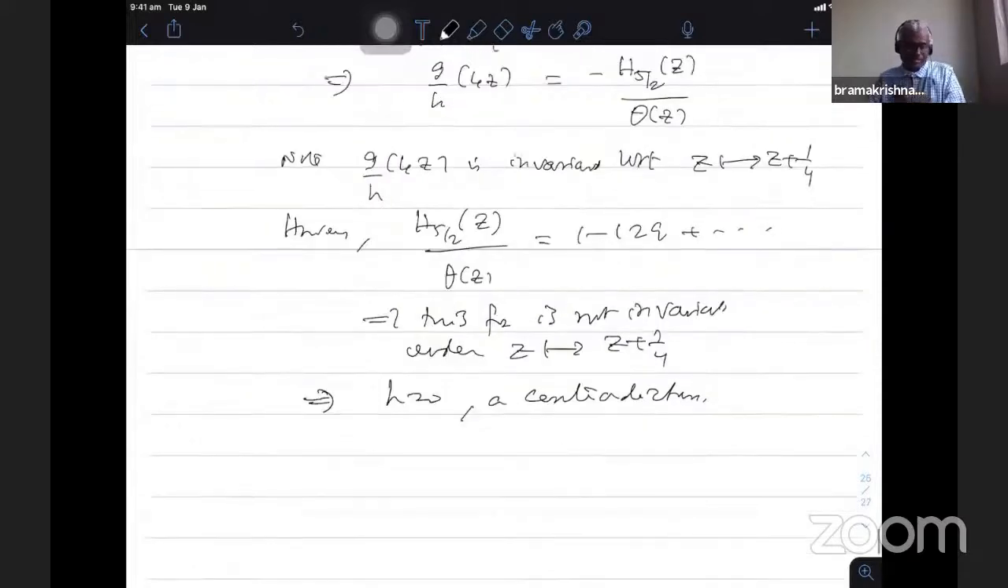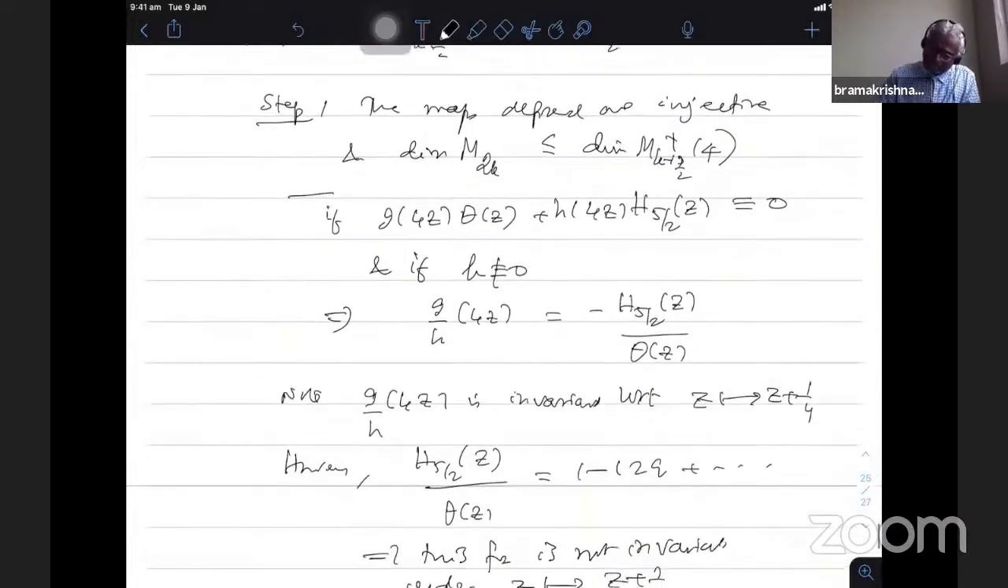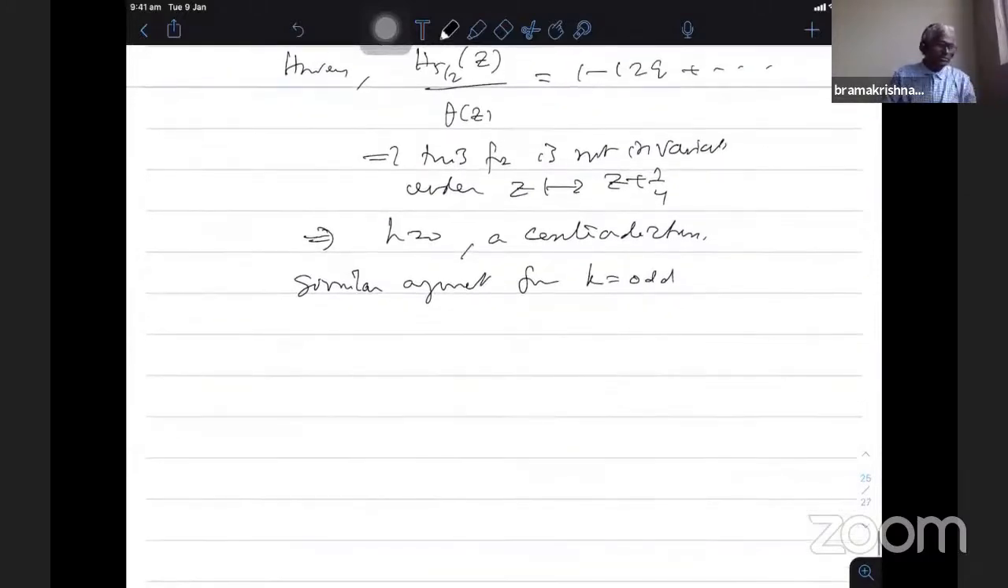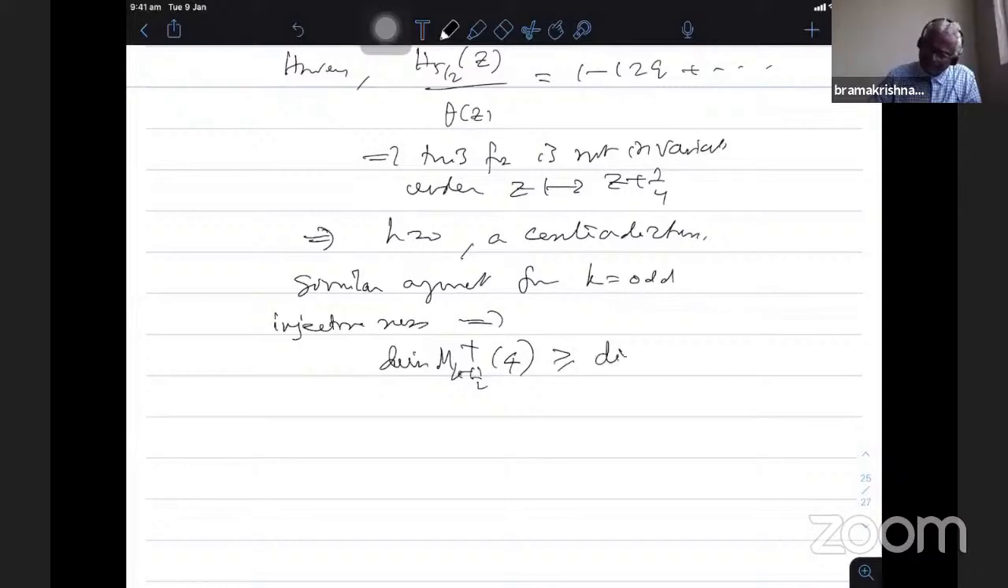Therefore, it is an injective map, and a similar argument works in the case of odd, similar argument for KR. Okay, so that is the first part. So the injective property implies the dimension of MK plus half plus 4 is always greater than or equal to dimension of MK plus MK minus 2, in the case of K even. The K odd case is similar.